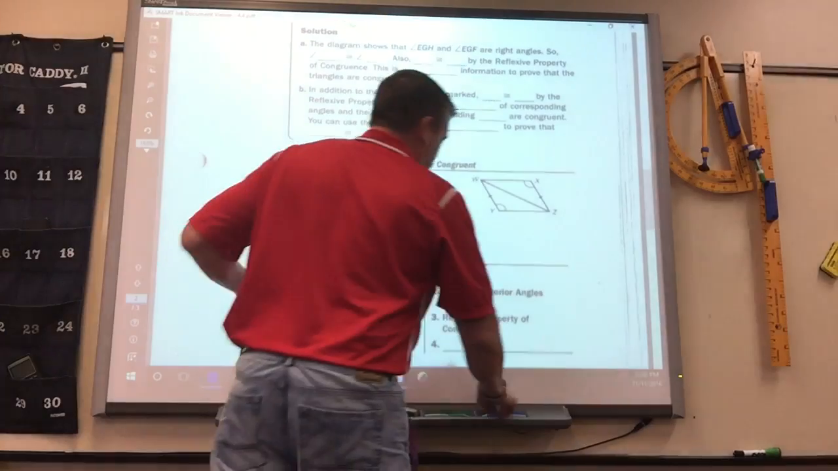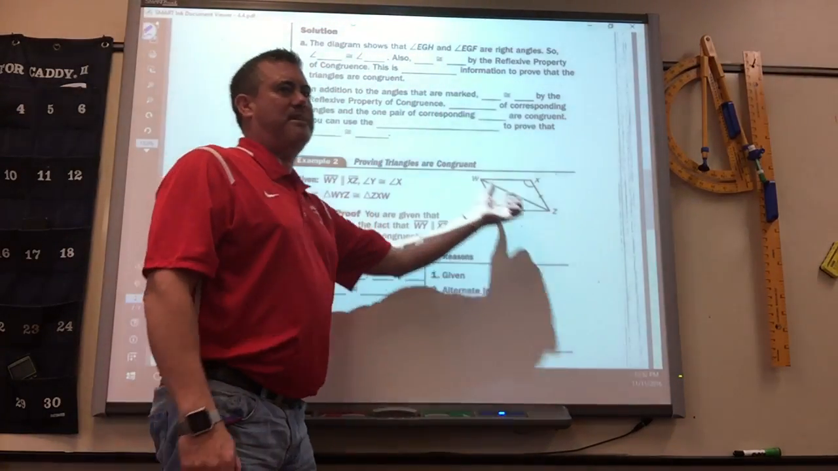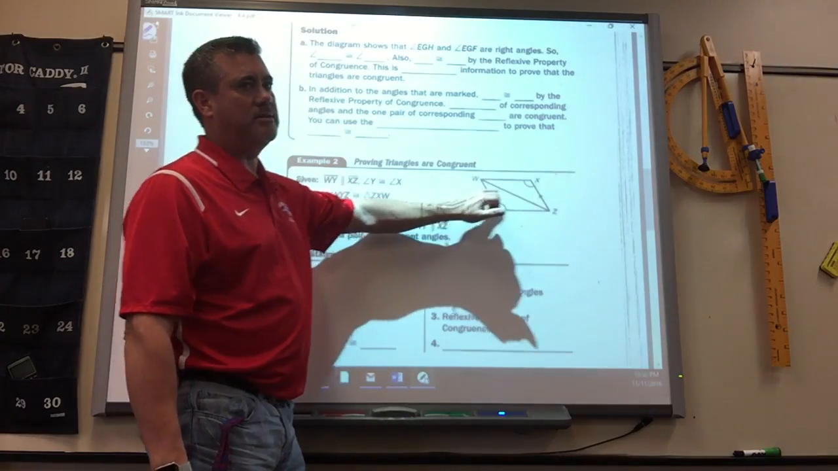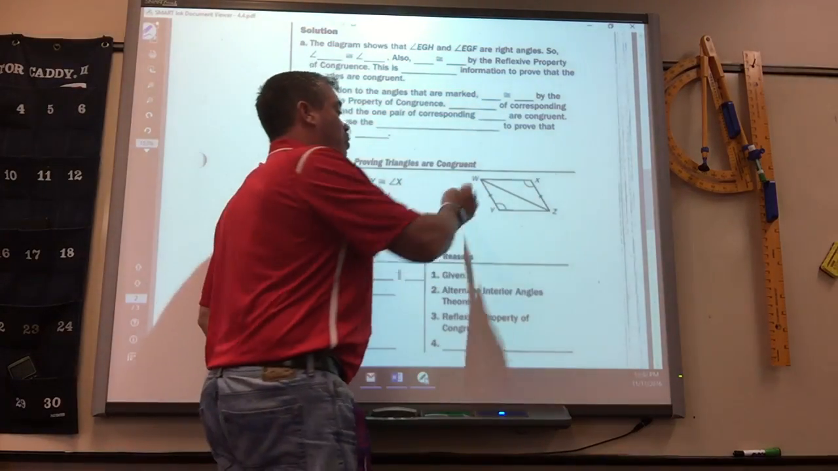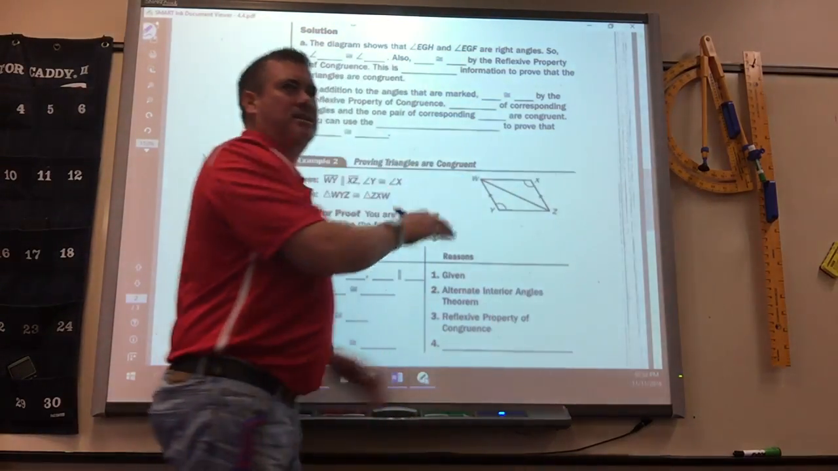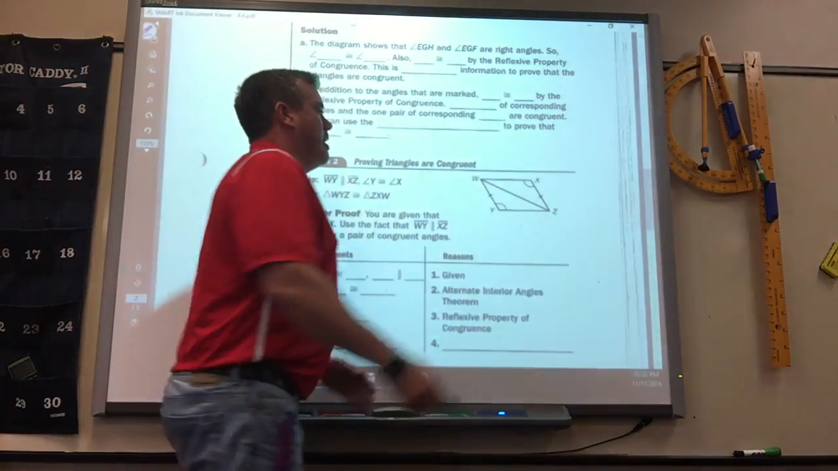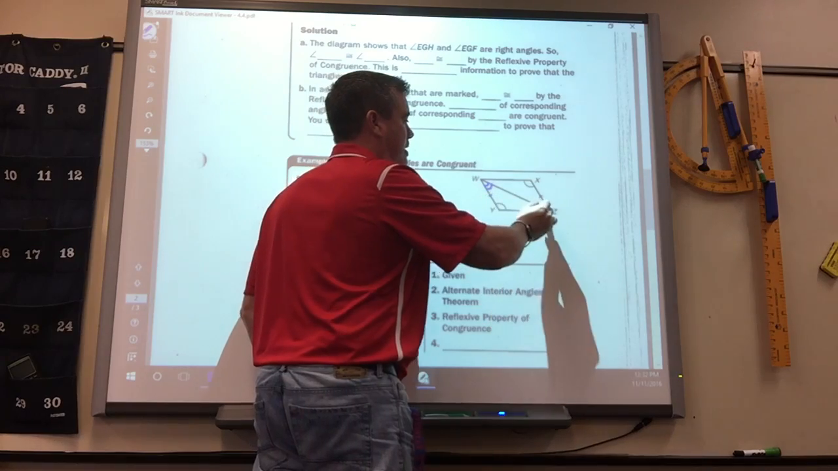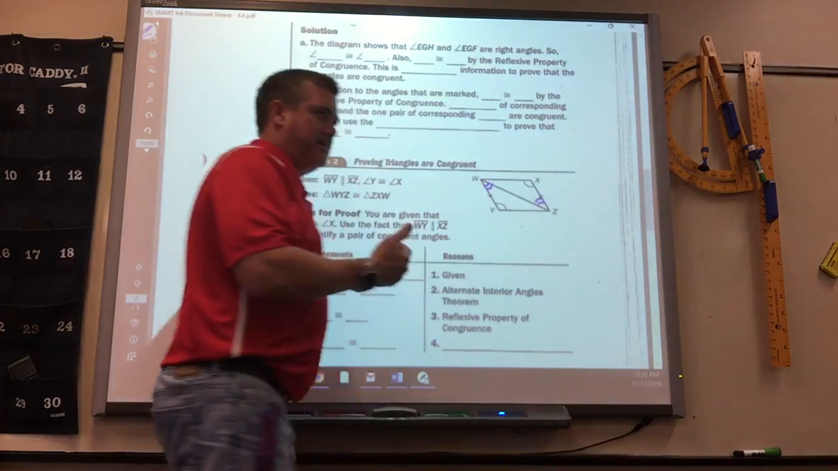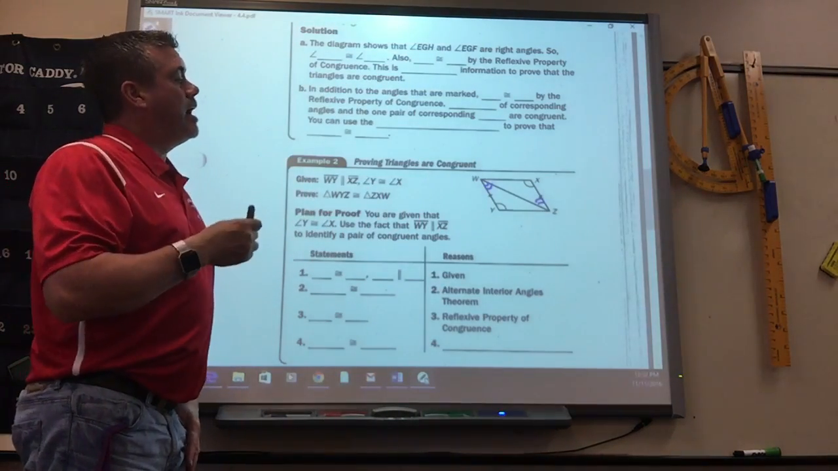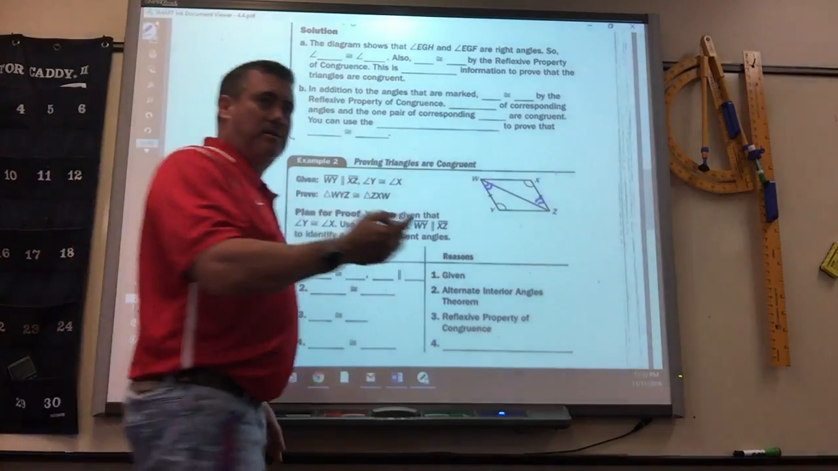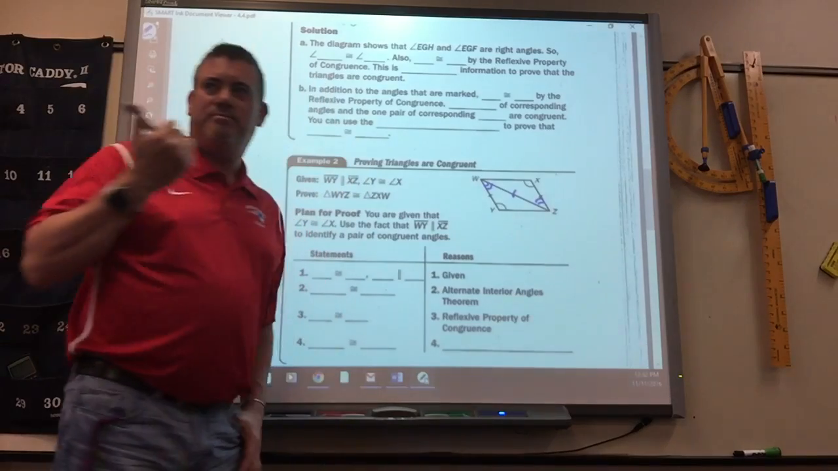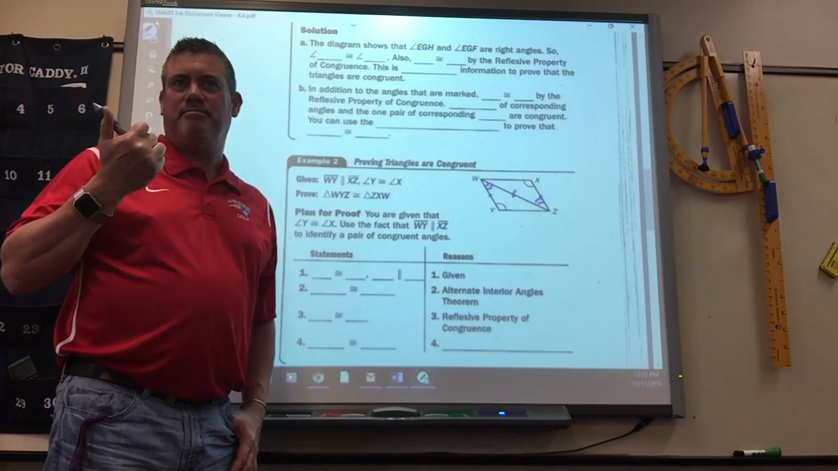So this one now, we're going to start seeing some of these that have parallel. These marks don't mean they're congruent, it means they're parallel. So whenever you see parallel, you're going to see this picture a lot. Alternate interior angles are congruent. So this angle equals that one. We do know one other thing in there. It is a shared side. So what is it? Angle, side, angle.